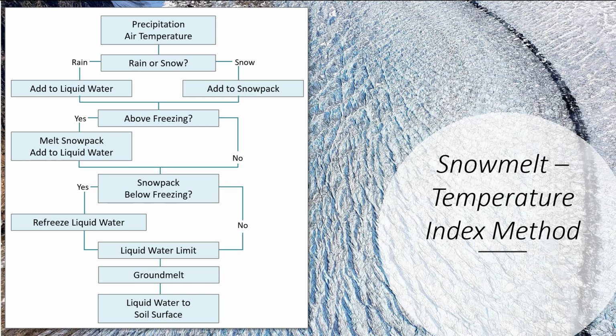If that liquid water volume within the snowpack exceeds a specified percentage of the overall snowpack, that liquid water limit is exceeded and water is then released from the snowpack. Additional melt may occur due to ground melt, and the melted snowpack is then released as liquid water to the soil's surface as runoff. The flowchart for the temperature index method model shows how the information on the following slides come together as a simulation algorithm.